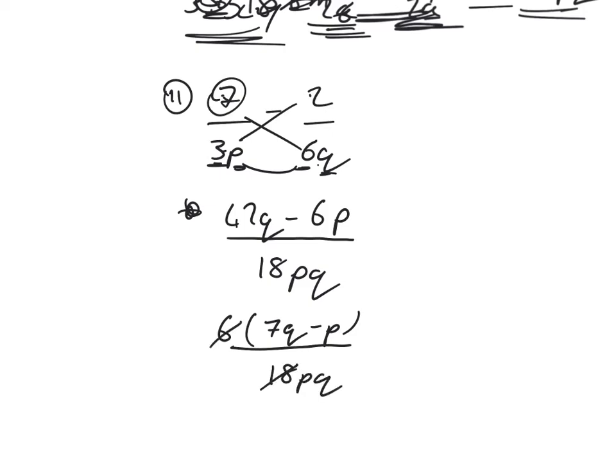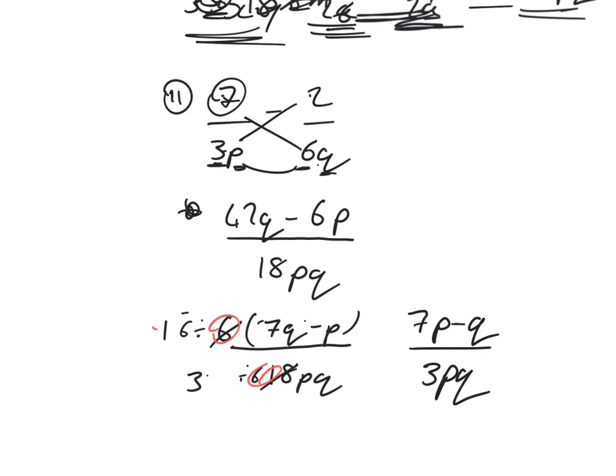That's 6 over 18, which can cancel down. Well, we can divide top and bottom by 6 there, which will bring that down to 1/3. So that's 1 lot of 7p minus q, which is 7p minus q over 3pq. So what I did there was, after taking out the common factor of 6, I identified that 6 over 18 could come down to 1/3. So 1 lot of the bracket is just the term inside the bracket over 3pq.